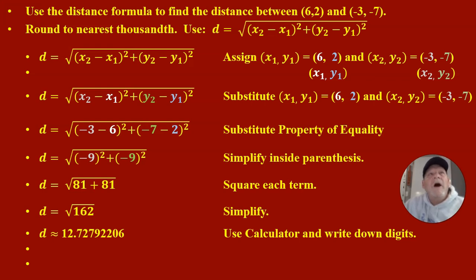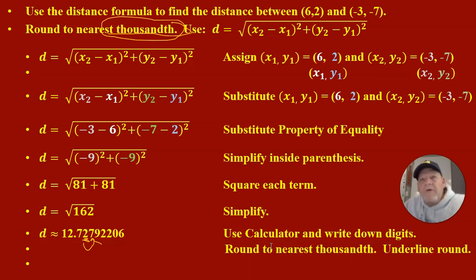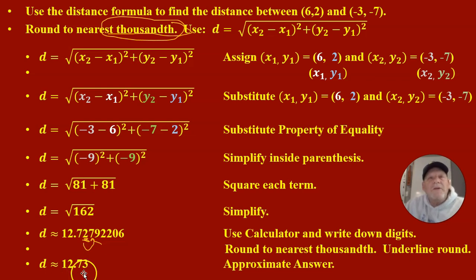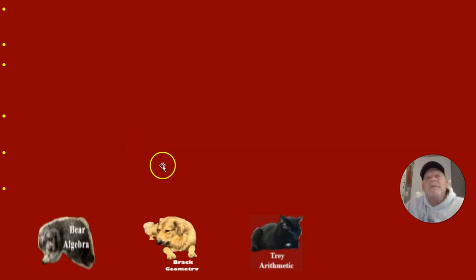And now I am going to round to the nearest thousandth, is what it says. I just circled it up there on the top. So I underline the digit that's in the thousandths place, which is a 2. And I look to the right, to the 7. Now, if that digit is a 5 or bigger, I'm going to go up. Well, 7 is bigger than 5, so I round up. So the answer is approximately 12.73. And if you look, there is a curved equal sign, which means approximately. And that signifies that we've rounded it.